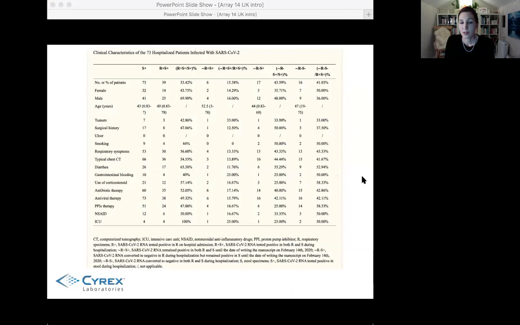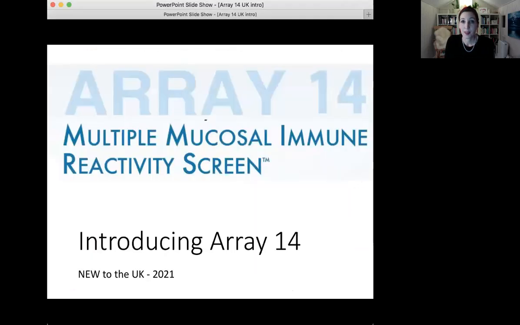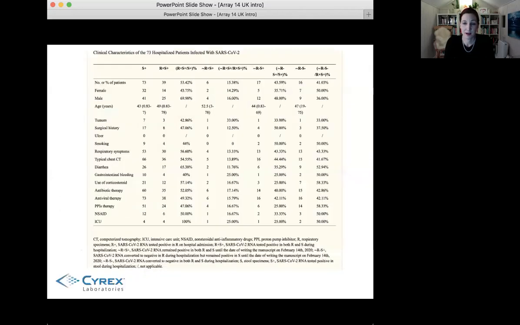But then, of course, I'm delighted really to be finally talking about Array 14, which is the Mucosal Immune Reactivity Screen. So this is not a new panel, this is actually one of Cyrex's original panels, but it's new to the UK, and it really couldn't have come at a better time.